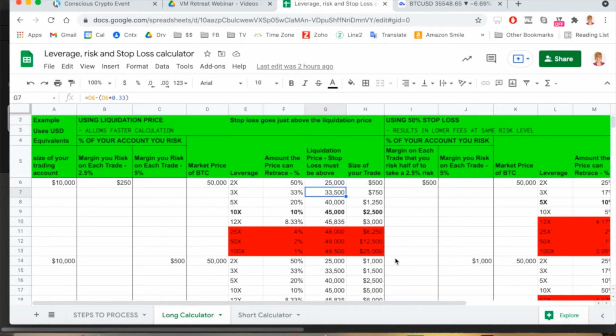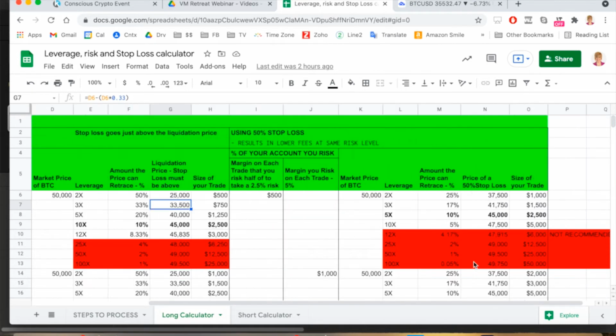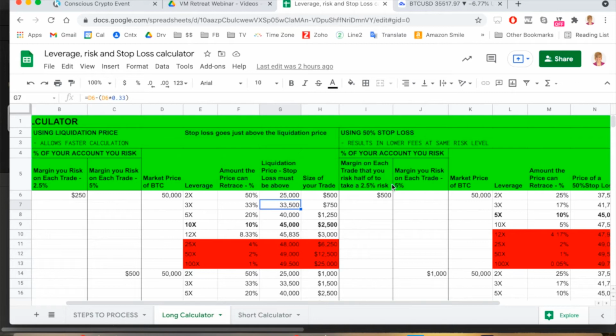So the other thing I want to show you is, this first set of columns is you're basically using the liquidation price to choose where your stop loss goes to keep your risk at 2.5% of the amount of money in your account, okay? Now this set of columns are, what if you wanted to use a 50% stop loss? So in that case, if you were using a 50% stop loss, then the margin on each of your trades, in order to risk the same 2.5%, would double in size, right?